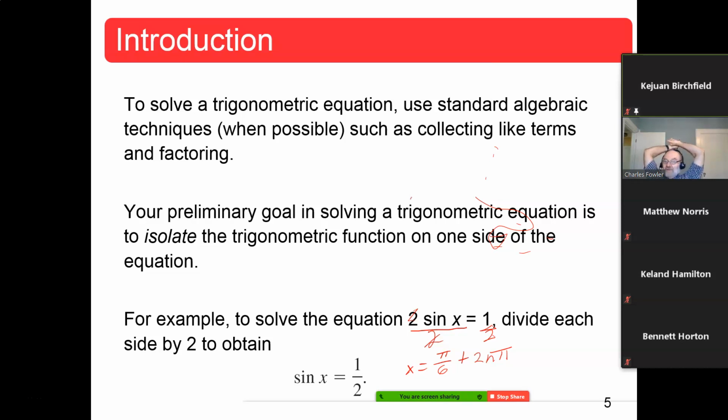But that's not the only one. That's just in the first quadrant. Sine is also positive in the second quadrant, so I'm going to do it up here. X equal pi/6 short of pi, so that would be 5 pi/6 plus 2n pi. You always have to add the multiples of those in. So either pi/6 in the first quadrant or 5 pi/6 in the second quadrant. Those are the places where sine is 1/2, and then every 2n pi multiple from there on.